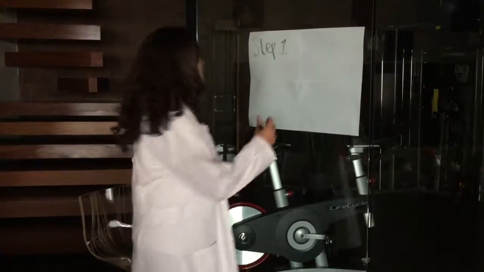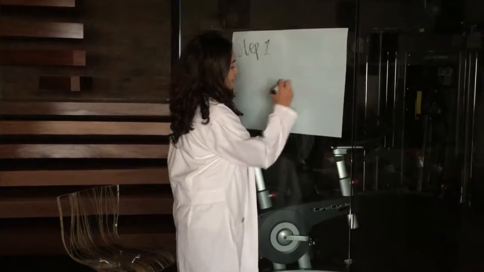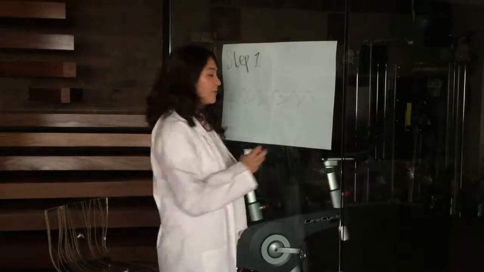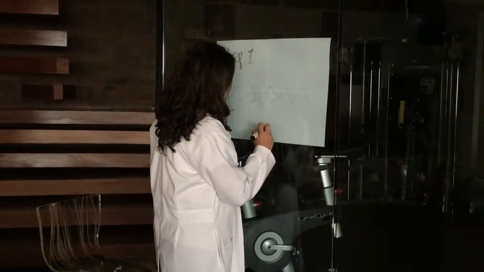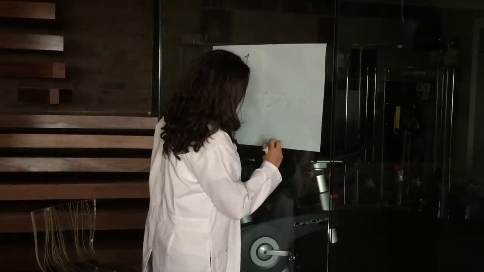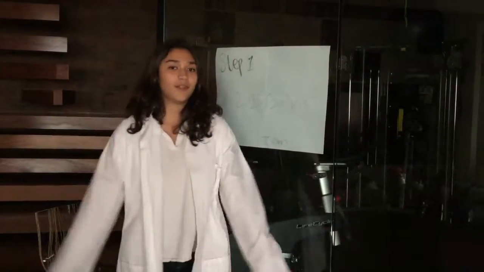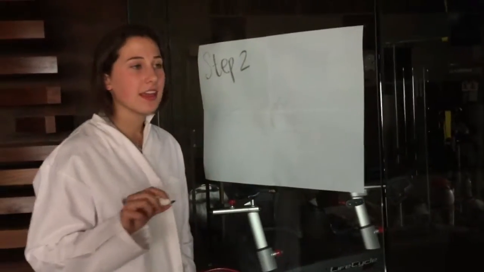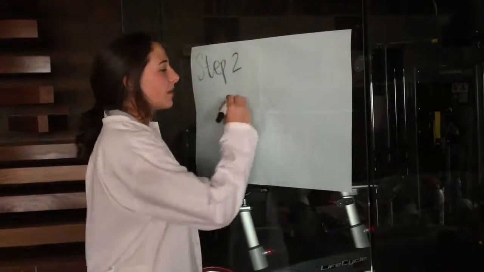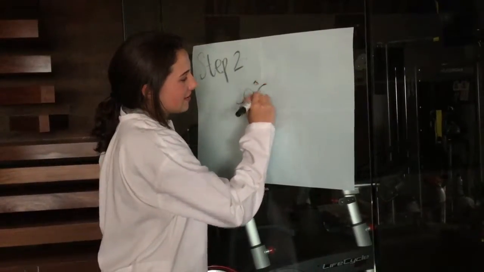So step 1, we collected water from the Pacific Ocean located here in Guatemala, and we went 150 meters down, which is where our phytoplankton is located. The correct temperature would be 20 degrees Celsius.